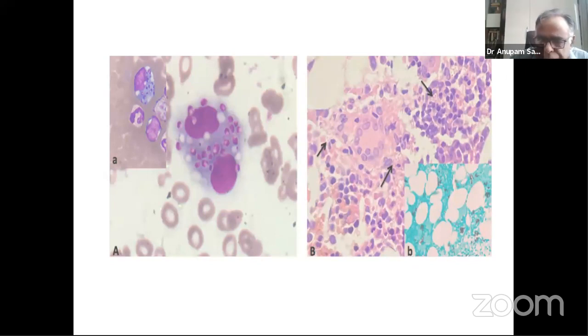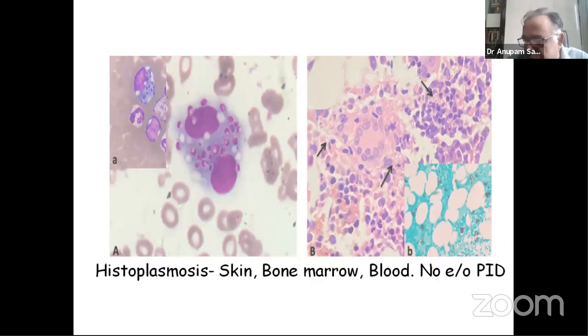We found histoplasmosis of the skin, bone marrow, and blood. No evidence of any malignancy was seen. I've never seen such a florid histoplasmosis in any patient in whom we did not have an immunodeficiency disorder. So it never ceases.